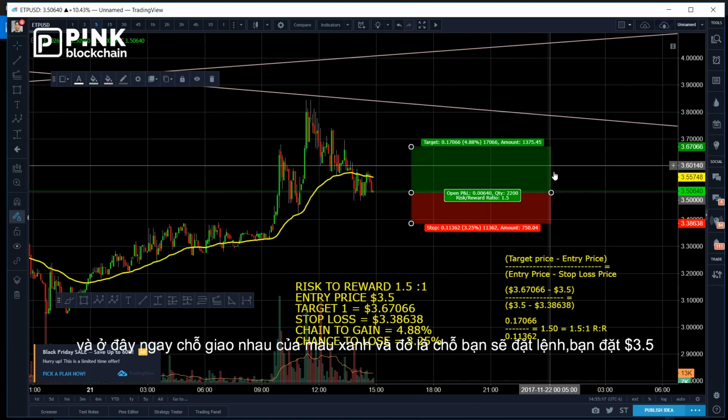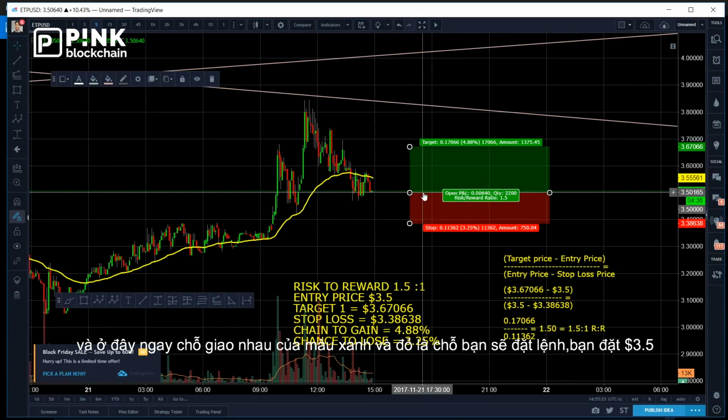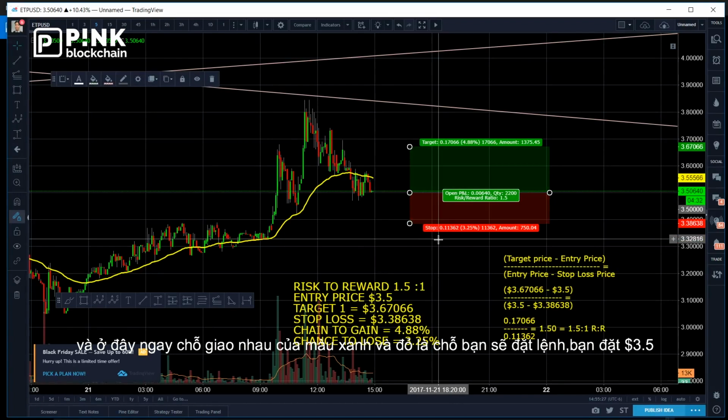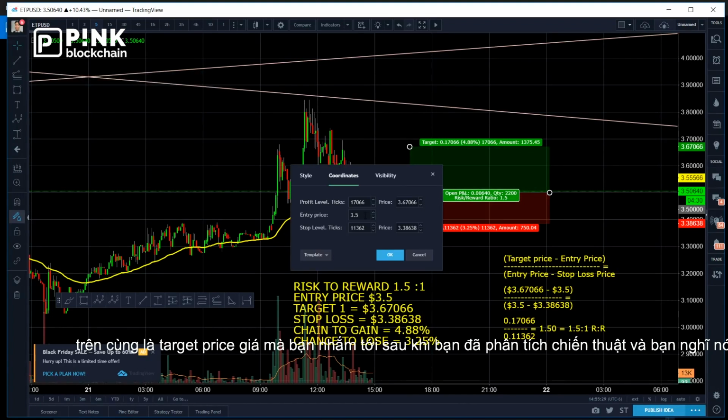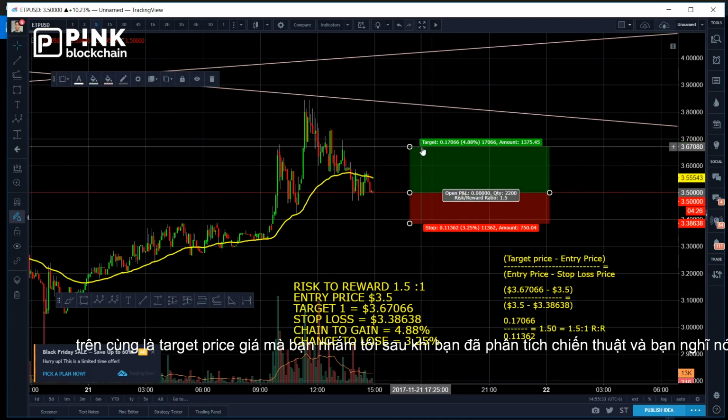So what this means is in the middle line, right here, where the red and the green meet, that right there is the price at which you will enter a position. Okay? And that price right there happened to be 3.5. Now the top part is where your target is.